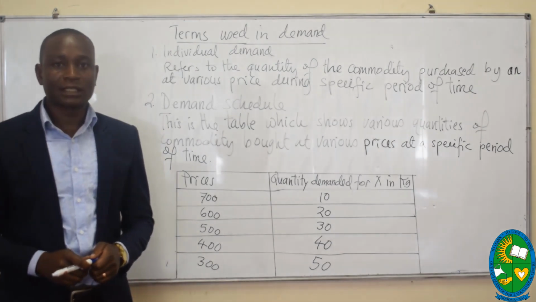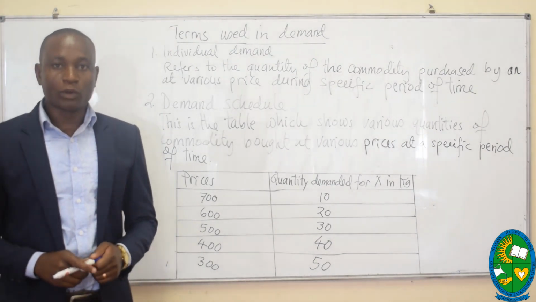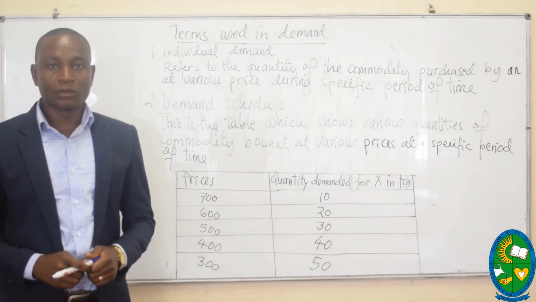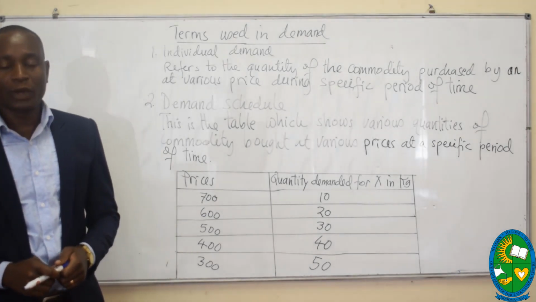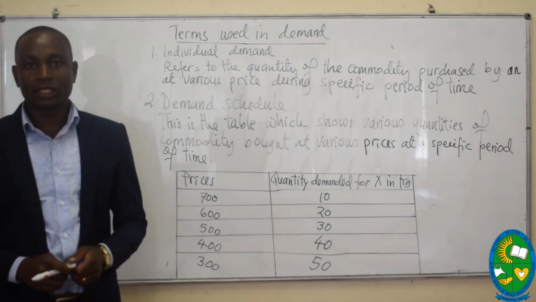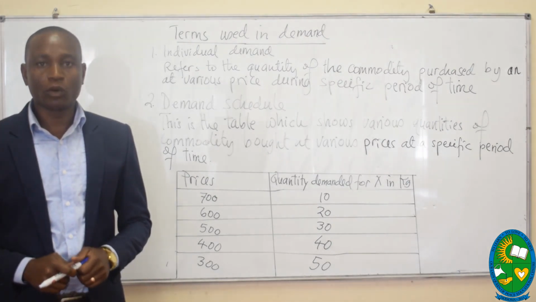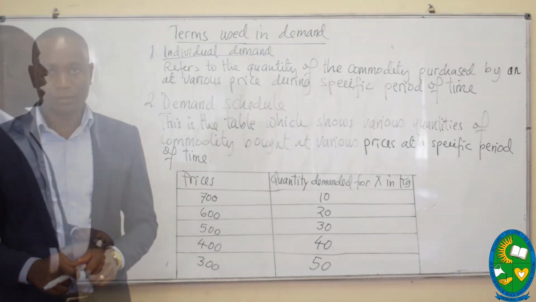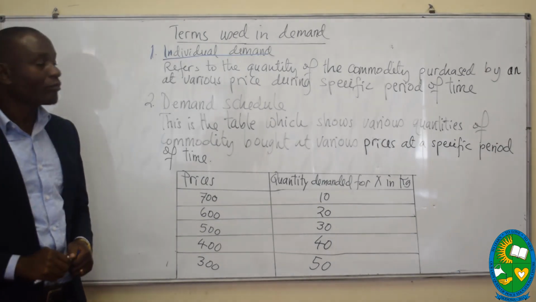The law of demand states that when the price of a commodity is high, the quantity of the commodity demanded is lower. And when the price of the commodity is low, the quantity of the commodity demanded is higher, with other factors remaining constant. The first term used in demand is individual demand.